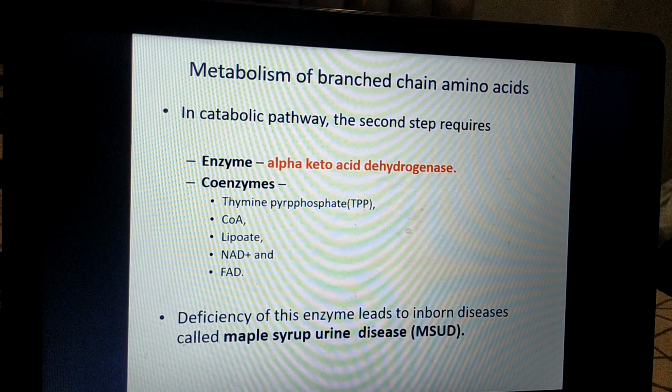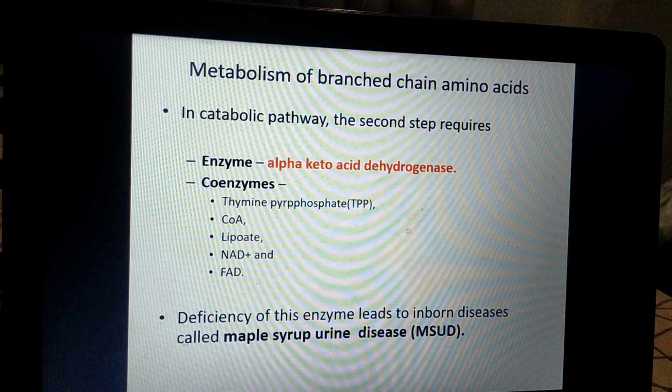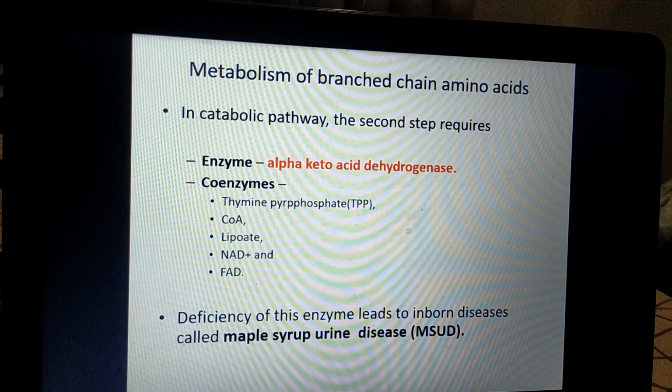In the catabolic pathway, the second step requires the enzyme alpha keto acid dehydrogenase. So this is not a single enzyme, but it is an enzyme complex. It consists of 3 enzymes and 5 coenzymes. And these coenzymes are thiamine pyrophosphate, coenzyme A, lipoate, NAD+, and FAD. If this enzyme is deficient, then it will lead to a disease called maple syrup urine disease.